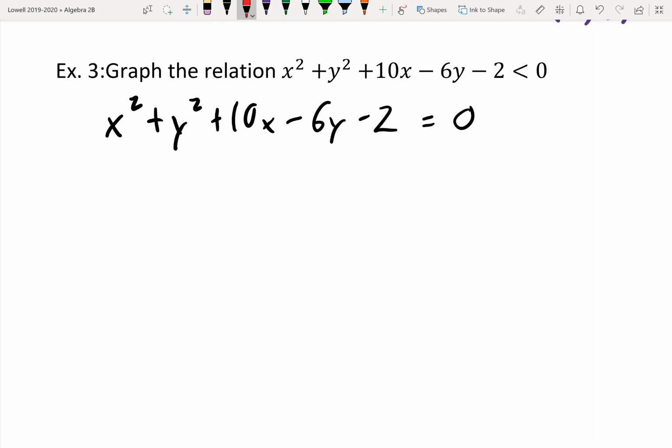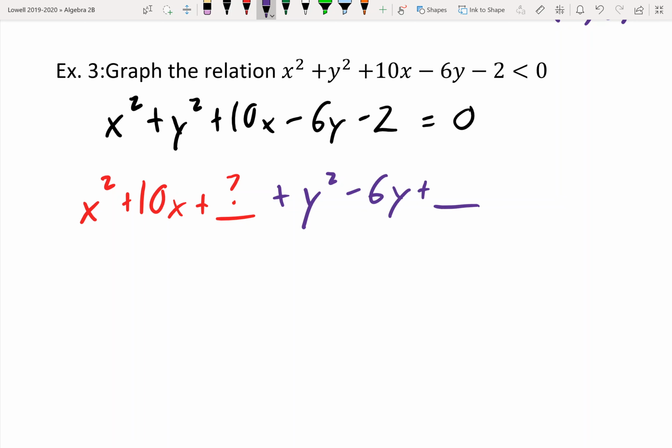What I'll do is I'm going to separate all the x stuff together and then all the y stuff together. And also I'm going to put the constant stuff on the other side. And I'll show you why when I get there. So x squared plus 10x, and I'm going to leave space here because what I'm eventually going to do is complete this square. Plus something, I don't know what that is yet. And I'm going to use different colors here just to make it really clear. Plus y squared minus 6y plus something else equals 2, and I just moved that 2 to the other side.